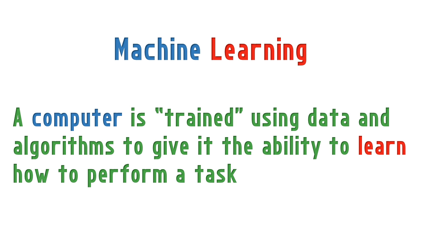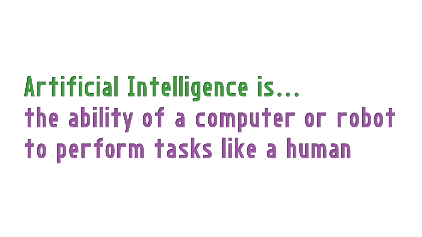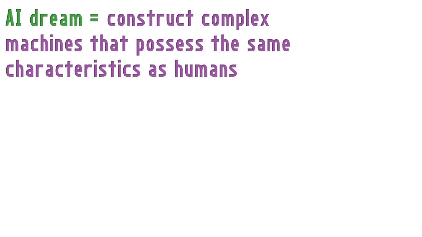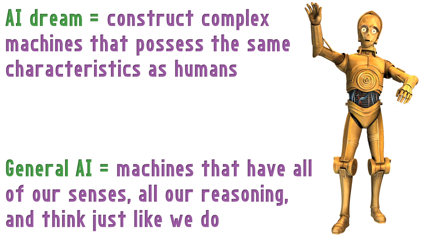A term that you will hear sometimes when machine learning is discussed is artificial intelligence. Artificial intelligence is the ability of a computer or robot to perform tasks like a human. The dream of AI pioneers was to construct complex machines that possess the same characteristics as humans. This is the concept we think of today as general AI. Machines that have all of our senses, all of our reasoning, and think just like we do.